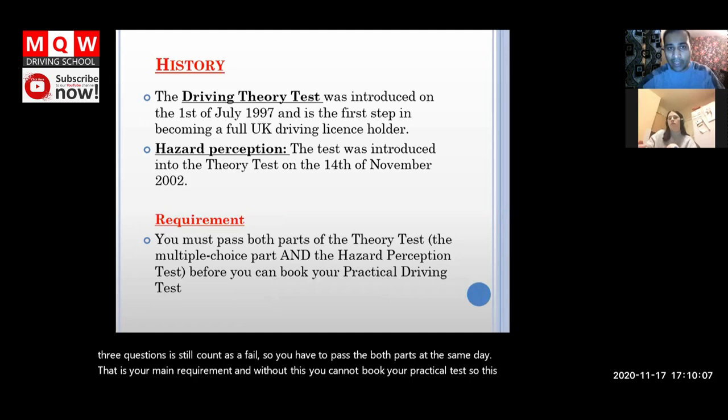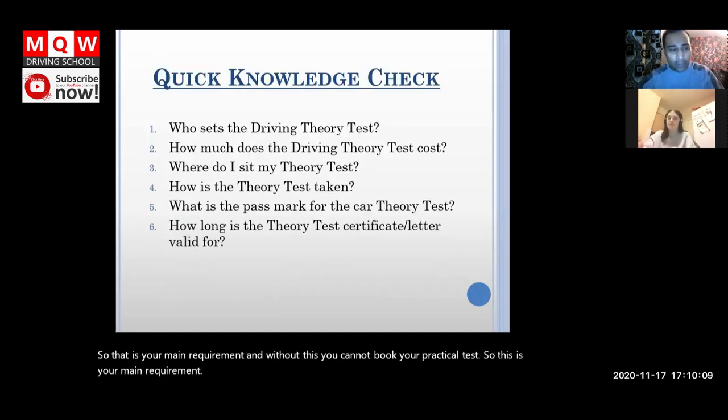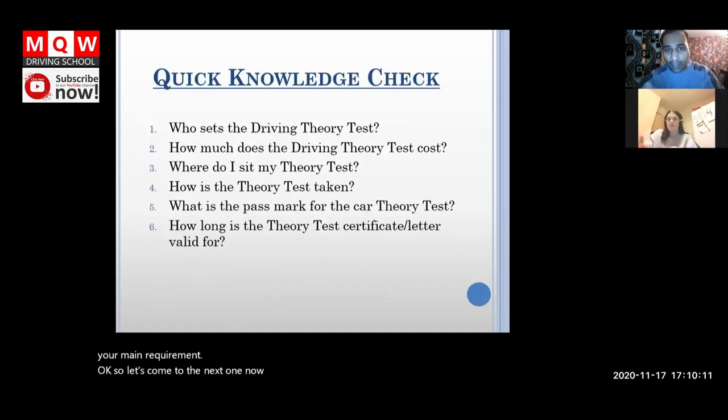Okay, so let's come to the next one. Now I'm going to ask you some basic questions. Do you know who normally sets this driving test? Do you know the name of the organization? No? Okay. They call it DVSA. Right. I'll give you the answer in the next sheet. Okay. Do you know how much it costs to book the test?